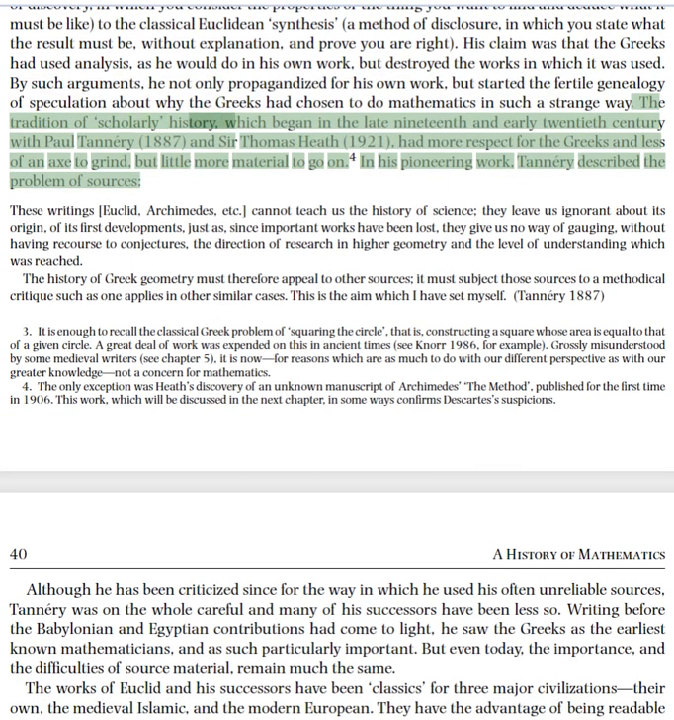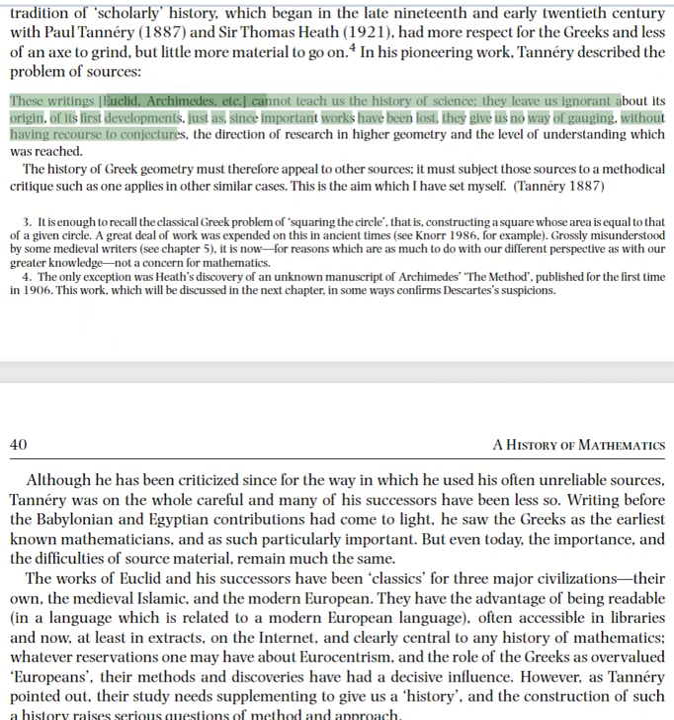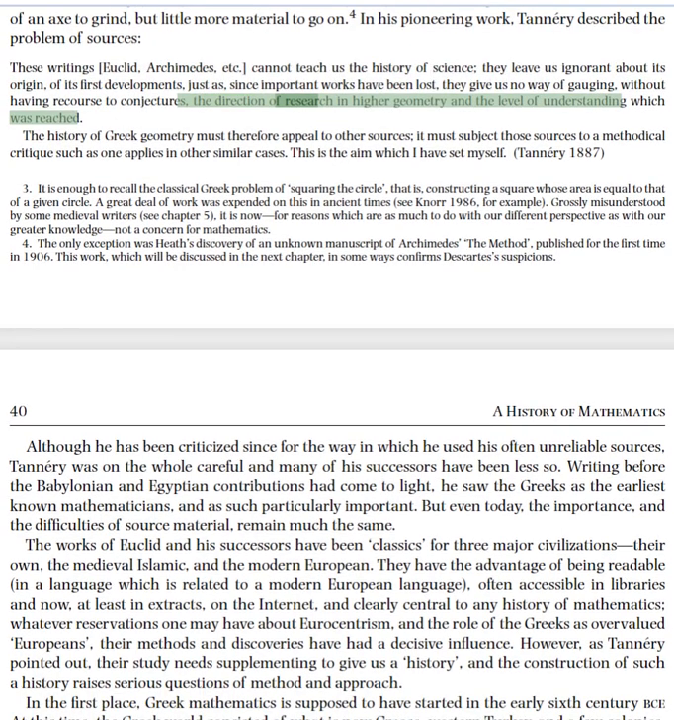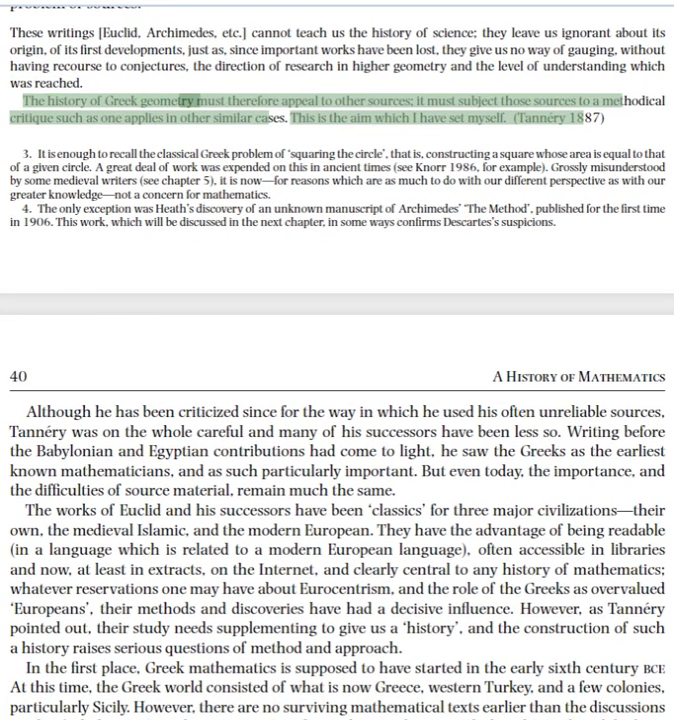The tradition of a scholarly history, which began in the late 19th and early 20th century with Paul Tannery and Sir Thomas Heath, had more respect for the Greeks and less of an axe to grind, but little more material to go on. In his pioneering work, Tannery described the problem of sources. These writings cannot teach us the history of science, they leave us ignorant about its origin, of its first developments, just as, since important works have been lost, they give us no way of gauging, without having recourse to conjectures, the direction of research in higher geometry and the level of understanding which was reached. The history of Greek geometry must therefore appeal to other sources. It must subject those sources to a methodical critique such as one applies in other similar cases. This is the aim which I have set myself.